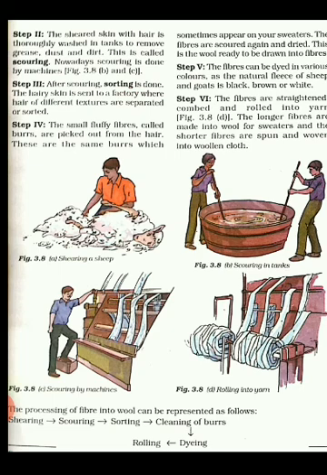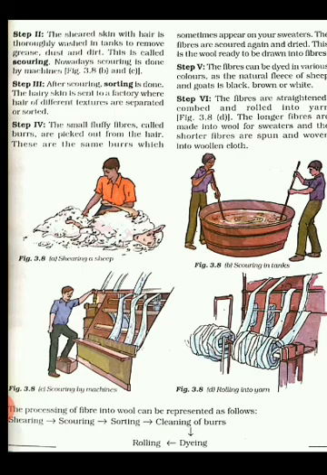The next step is rolling and spinning. The fibers are straightened, combed and rolled into yarn. The longest fibers are spun into wool for sweaters and the shorter wool fibers are spun and woven into woolen cloth. So these are the 6 stages of processing wool. The first one is shearing, second scouring, third sorting, fourth drying, fifth dyeing and sixth rolling and spinning.